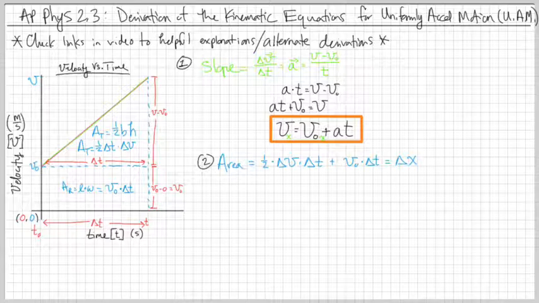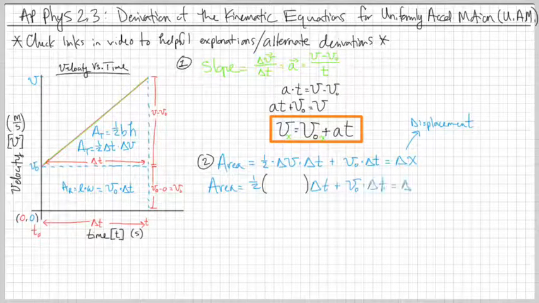So the area of the triangle is 1/2 delta v times delta t, plus the area of the rectangle, which is v0 times delta t, and I get delta x, the area underneath the whole entire curve, which is the displacement. If we clean this up a little bit, I end up with 1/2 times delta v, which I'm going to substitute in, times the change in time, plus the initial velocity times the change in time, which equals our displacement.